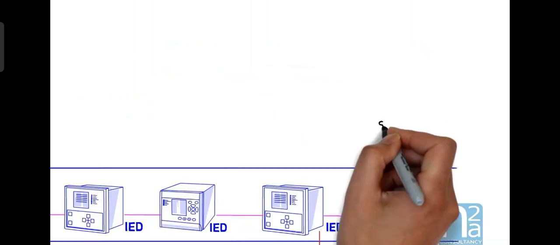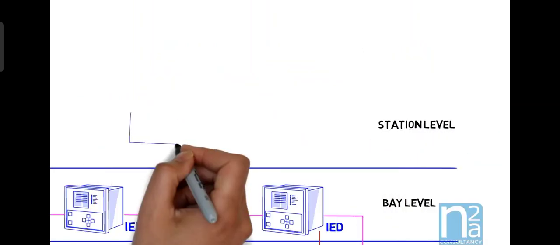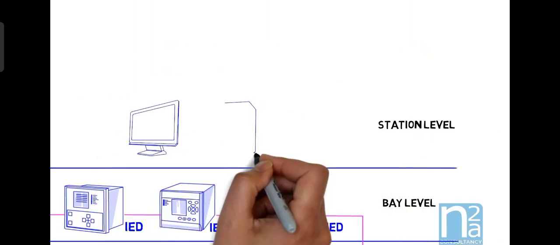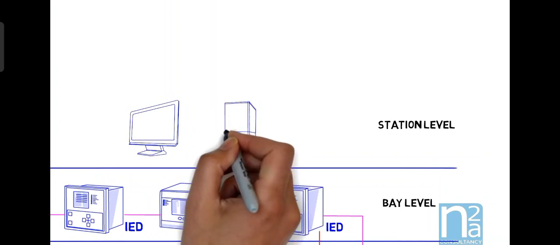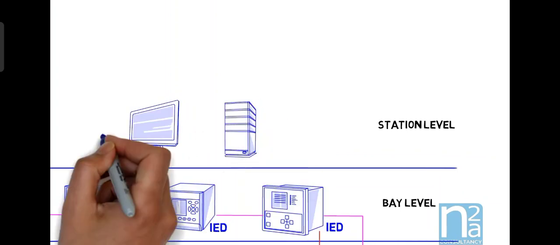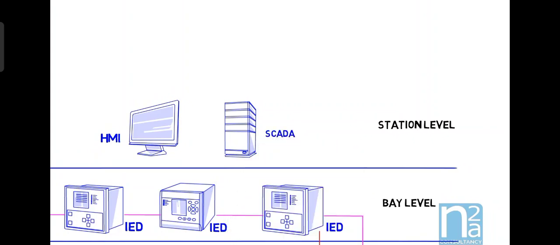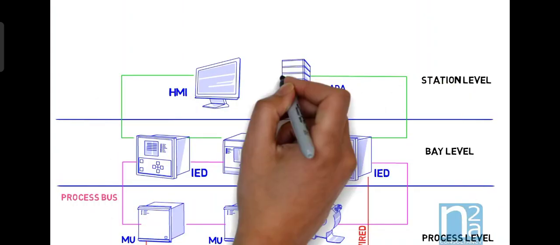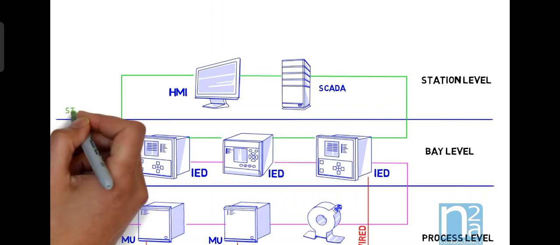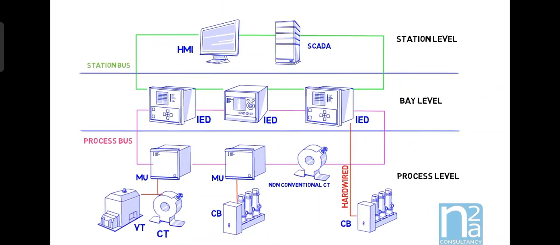The last level is called the station level, and contains the station SCADA, supervisory control and data acquisition, and the HMI, human-machine interface, which are used to control and monitor the station. Communication between the station level and the bay level is made through the station bus. The 2 buses are optical fiber high-speed Ethernet buses.